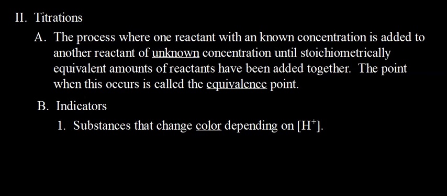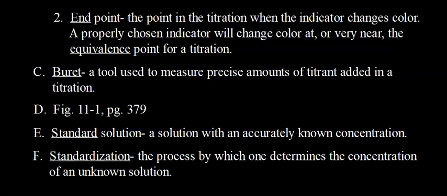We can use a pH meter, which is an electronic device that determines the pH of a solution, or we can use an indicator. So recall that an indicator is a substance that changes color depending on the hydrogen ion concentration, which is related to pH. So different indicators, different colors at different pHs. Be careful with this term. The point in the titration where the indicator changes color is known as the end point. So the end point has to do with the indicator, whereas the equivalence point has to do with the reaction.